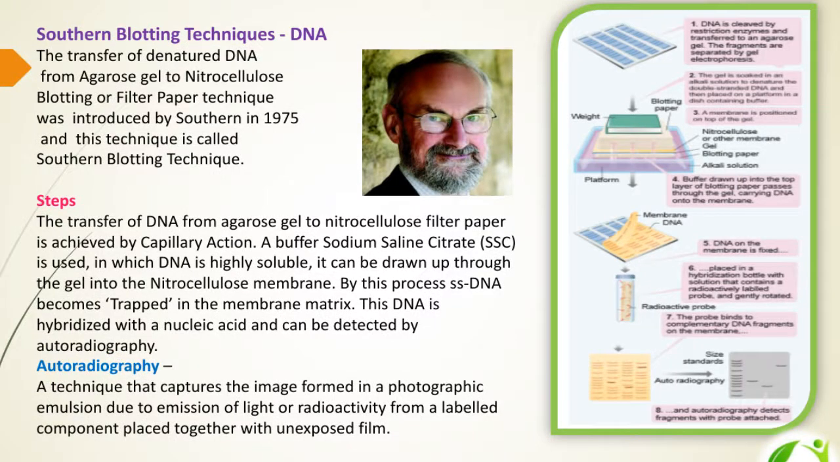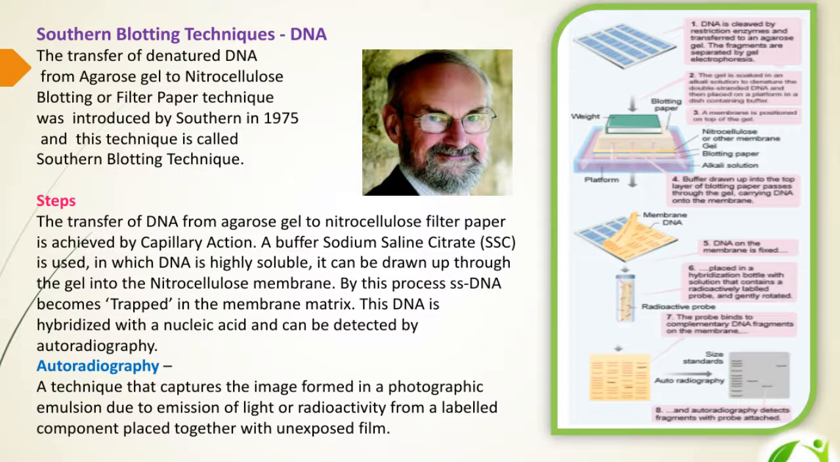First, DNA is going to be cleaved by restriction enzyme. By using the restriction enzyme, the DNA molecule can be cleaved and then loaded onto the agarose gel, and when we do the electrophoresis, the DNA fragments can be separated. Then the agarose gel is soaked in an alkali solution, to denature the double-stranded DNA, and then it is placed on a platform in a dish containing buffer. A membrane is positioned on top of the gel.